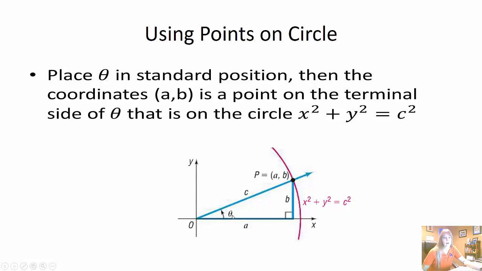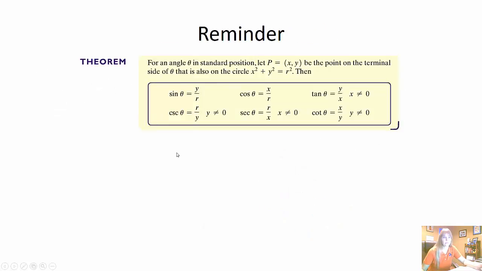So if we place our angle in standard position, meaning at 0, 0 on the unit circle, then the coordinates a, b are a point on the terminal side of this angle theta that is on our circle x squared plus y squared equals c squared. All we've done is say that if we put this on an actual circle, we can do the same thing with the Pythagorean theorem to find a particular side.